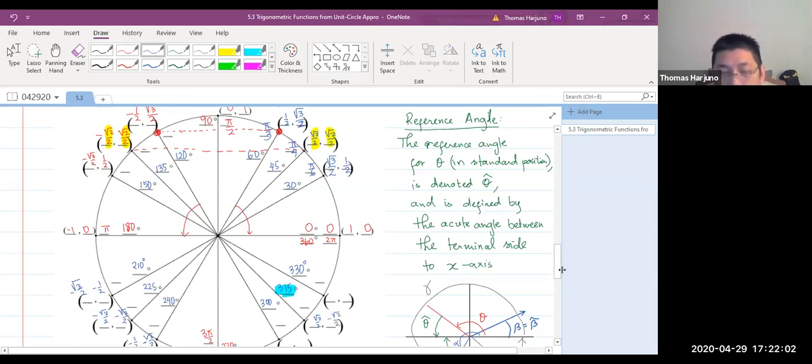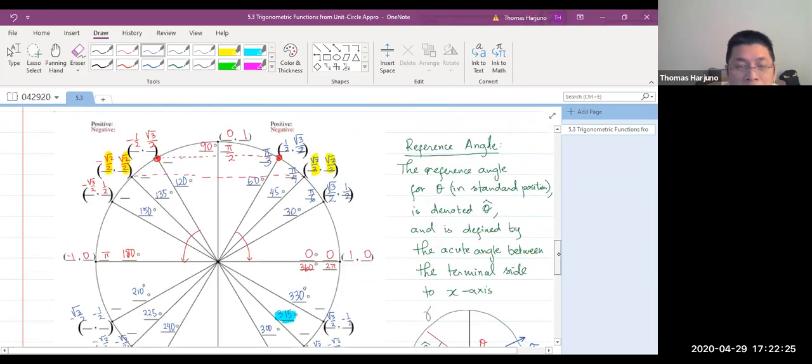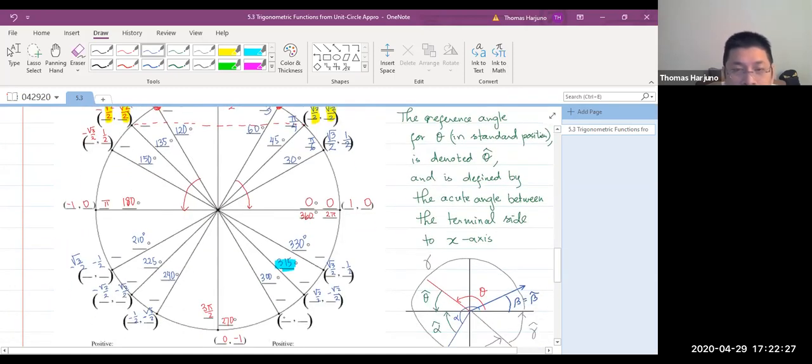How about for 330 degrees? The x will be radical 3 over 2. The y will be the opposite, negative 1/2. And then for 300 degrees, you imagine 60 degrees up here. Then for 300 degrees, the coordinate will be positive 1/2 for the x component and negative radical 3 over 2 for the y component.